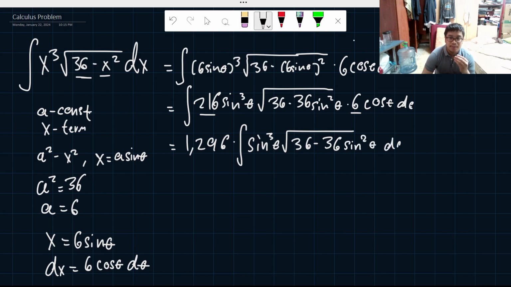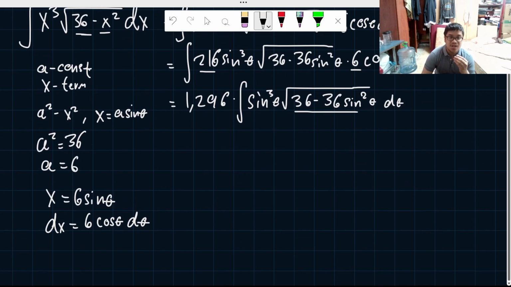All right, of theta. Now we can simplify this radical expression because it has more than one term inside the square root. We can simplify this one.